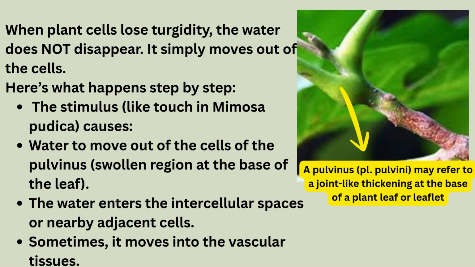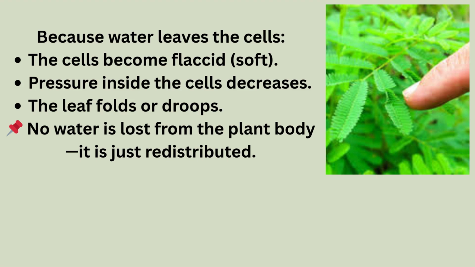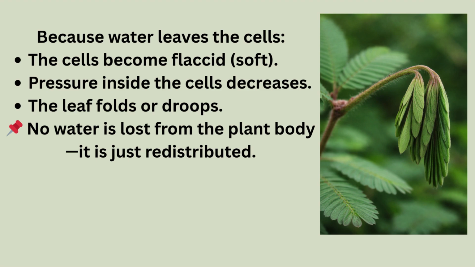The stimulus in touch me not plant causes the water to move out of the cells of the pulvinus, that is the swollen region at the base of the leaf. The water enters the intercellular spaces or the nearby adjacent cells. Sometimes it moves into the vascular tissues. Because the water leaves, the cells become flaccid or soft. The pressure inside the cells decreases. The leaf folds or droops, and no water is lost from the plant body. It is just redistributed.